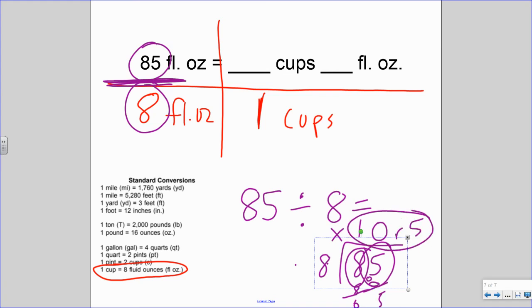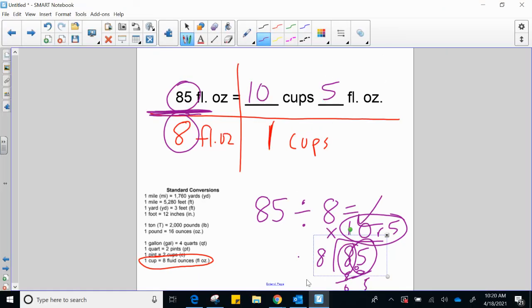My answer is not 10 remainder 5. That 10 means I can make 10 whole cups. And that used 80 of my 85 fluid ounces. And then I have 5 fluid ounces left over. So you are going to try some of these and be a math rock star.